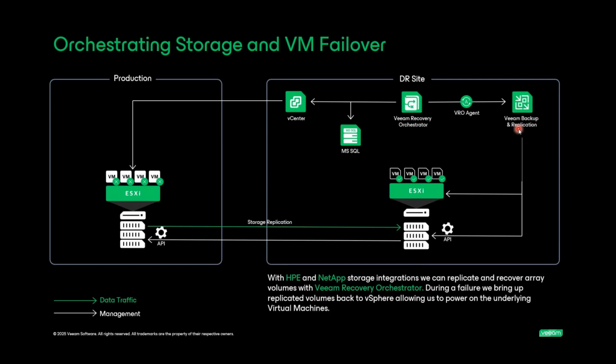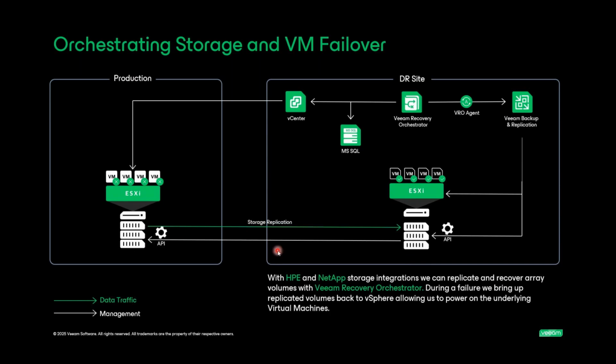Now, there are a couple of aspects here. When we configure the storage level replication, we don't configure it this time in VBR. We configure it at the storage level. Right? So if it's NetApp, for example, you want to use SnapMirror as a technology, you need to go to your NetApp ONTAP clusters, open the console and configure SnapMirror.